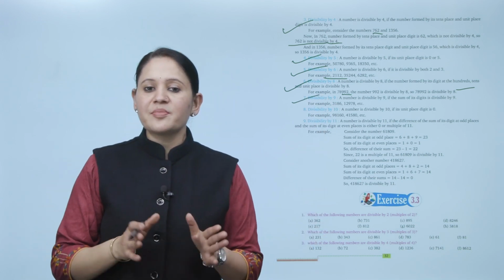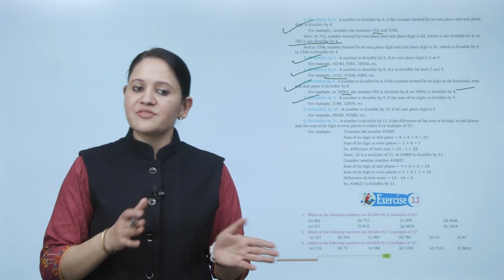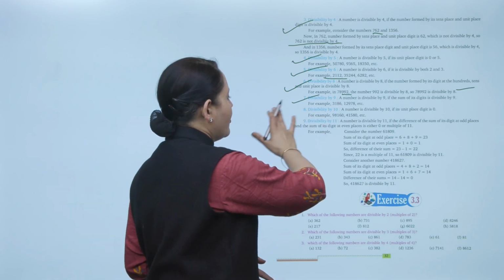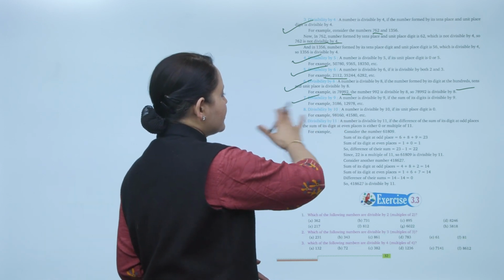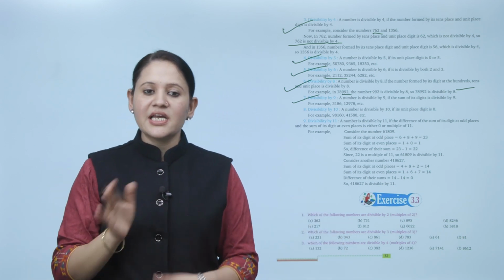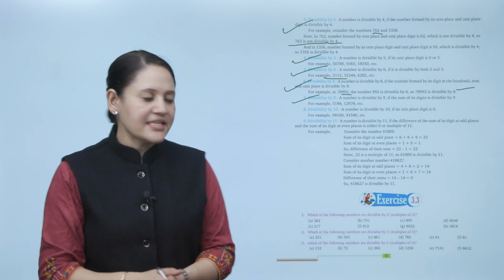A number is divisible by 9 if the sum of its digits is divisible by 9. For example, all these numbers, the sum of the digits is divisible by 9. That means the given number is divisible by 9. Next is divisibility by 10.